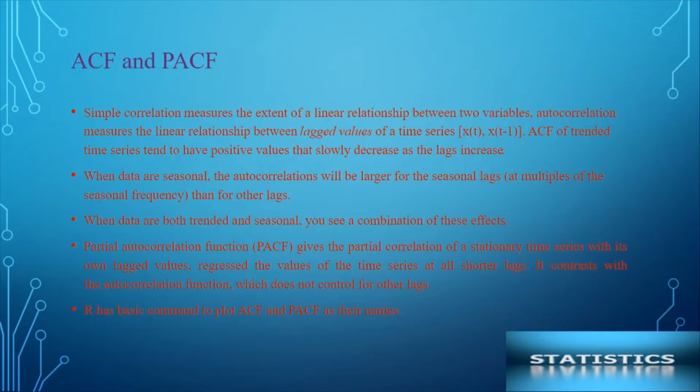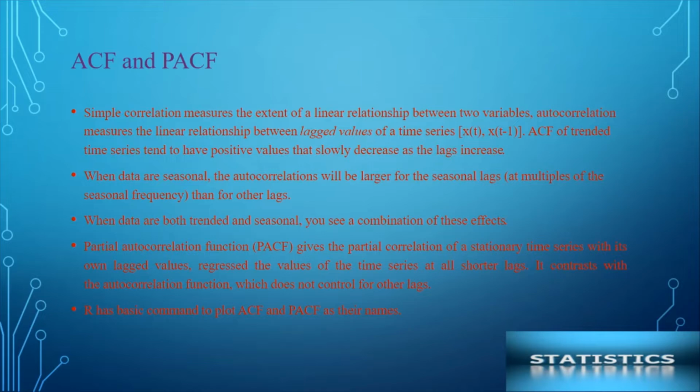There are two basic plots in time series analysis: the first one is ACF and the second is PACF. ACF means autocorrelation function and PACF means partial autocorrelation function. When we calculate simple correlation between two variables, it just measures the linear relationship between those two variables. But autocorrelation measures the linear relationship between the lag values of a time series. What are lag values?